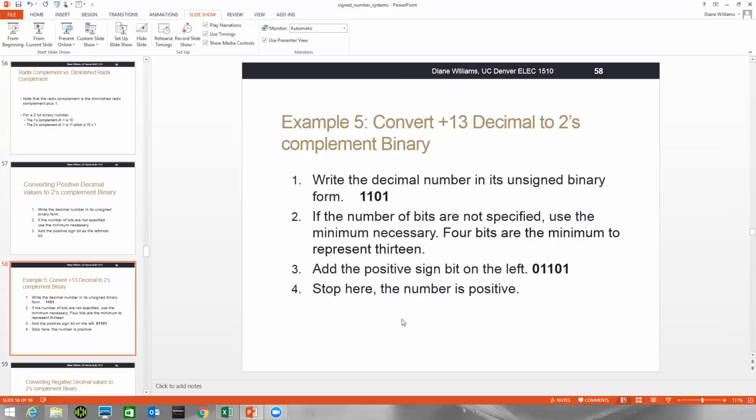So we write the decimal number in its unsigned binary form. So there's 13, unsigned binary form. The number of bits are not specified, so we only needed to use 4 bits to represent 13. At the next step, we added the positive sign bit on the left. We stop here because the number is positive. Because in 2's complement, we're still going to use a 0 in the sign bit to represent a positive number, and a 1 in the sign bit position to represent a negative number.